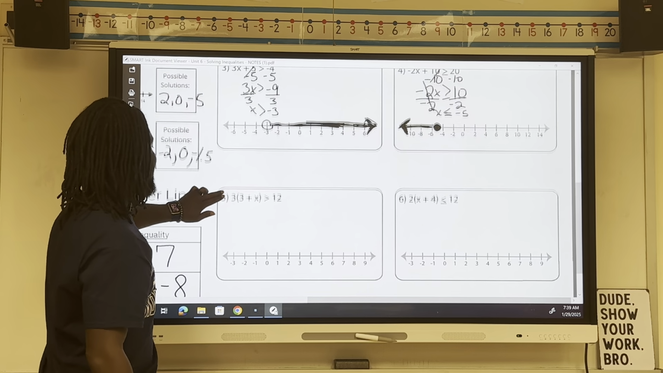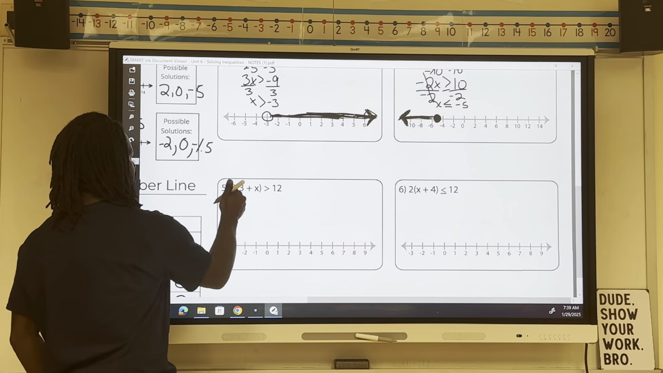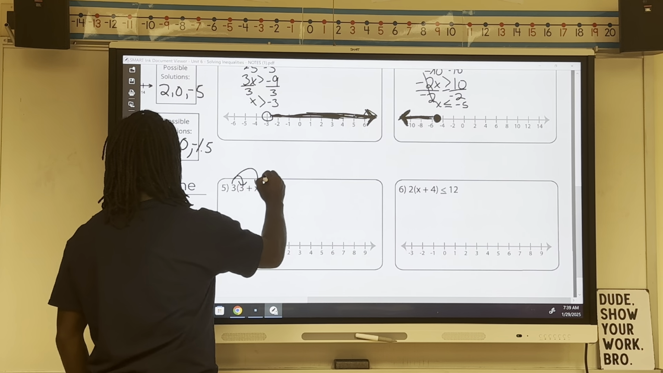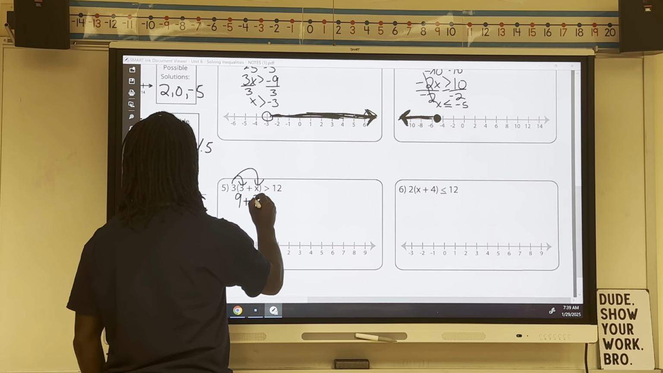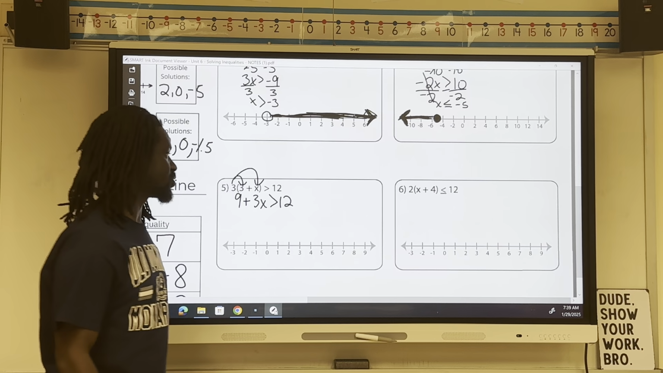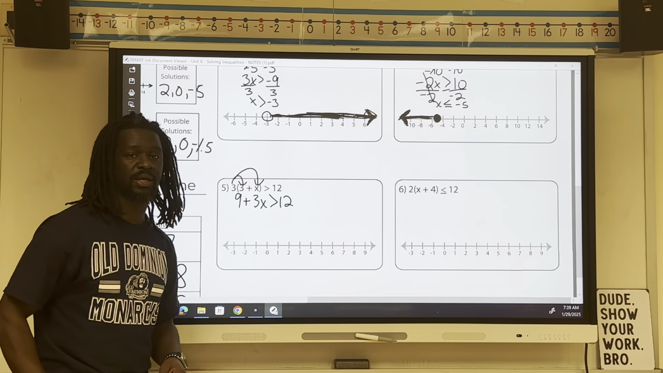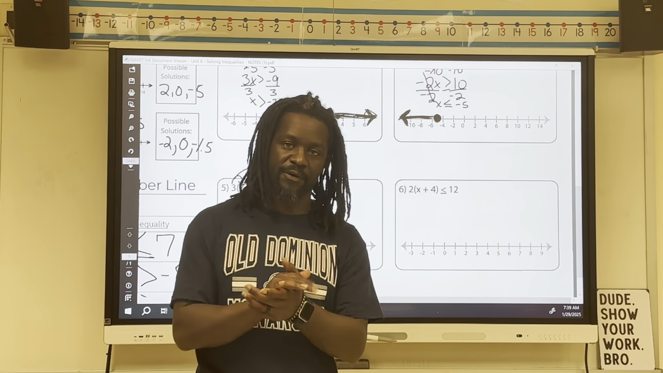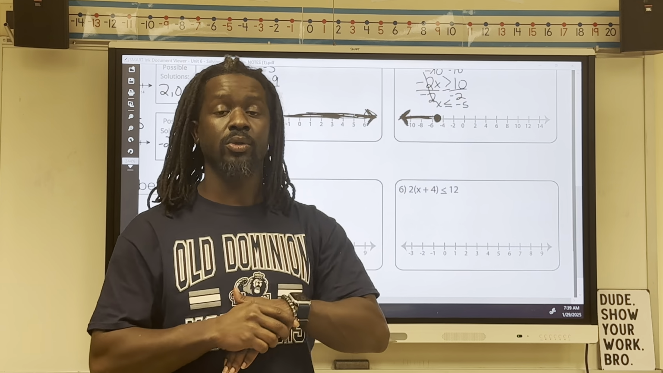All right, and then lastly, in this one, you have to do the distributive property. 3 times 3 is going to give me 9, plus 3 times x is going to give me 3x. Then you just finish solving that. And then the same thing for the next one. Make sure you distribute it. But this video's been long enough, so I'm going to end it there. Make sure you finish these last two on your own.